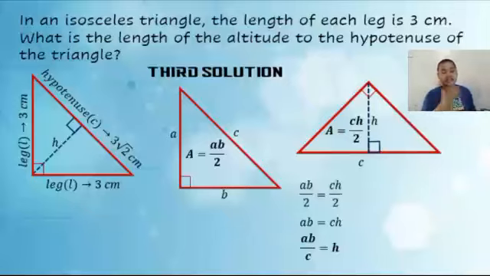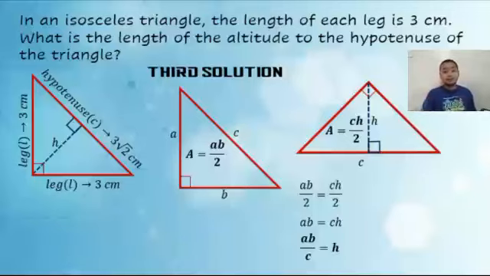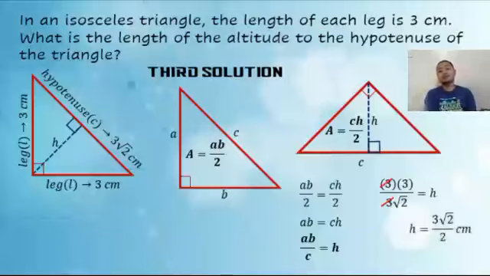Okay? So let us identify the value of h. a and b are actually the legs, so in that case, we will have 3 times 3 over c, and c is the hypotenuse, 3 square root of 2. So that will be the value of h. We can cancel out 3 here. So h now will be equivalent to 3 over square root of 2. And yes, you guessed it right. We will rationalize that fraction, 3 over square root of 2, and we will still arrive at the same answer from the first and second solution. So the value of h now will be equivalent to 3 square root of 2 over 2 centimeters. Down to our fourth and last solution.